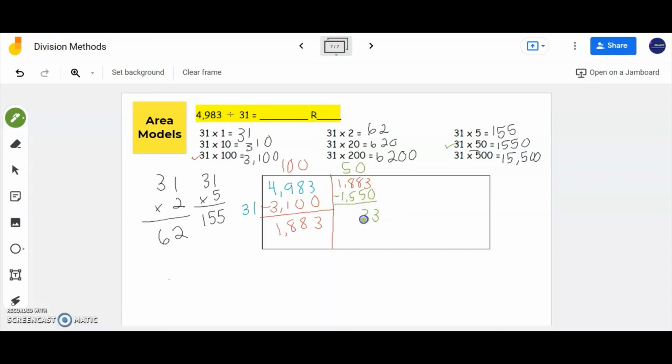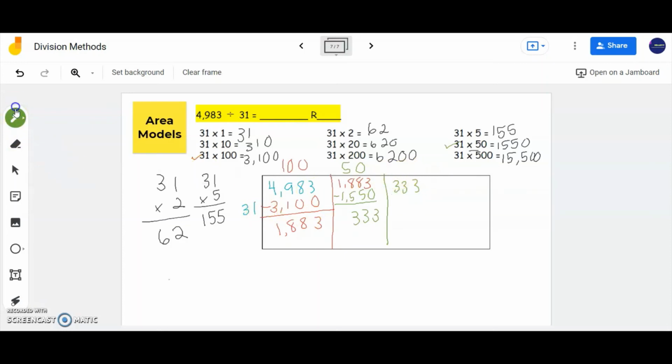8 minus 5 is 3. So I'm left with 333. Now notice for each of these, I'm keeping everything lined up and nice, neat, and organized. That is key to success in solving these problems. So now I'm going to draw a line. I'm going to have 333 again.